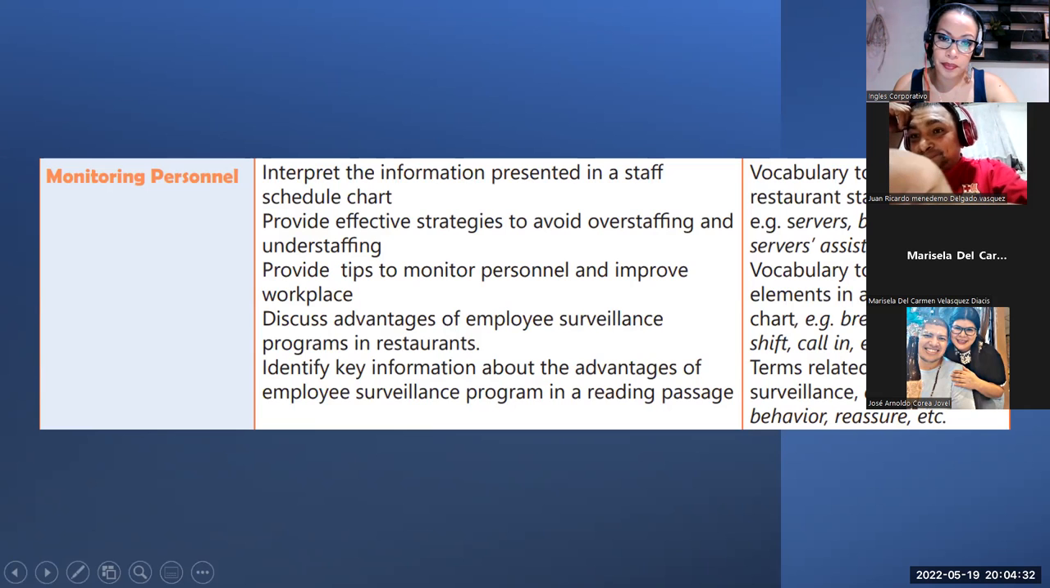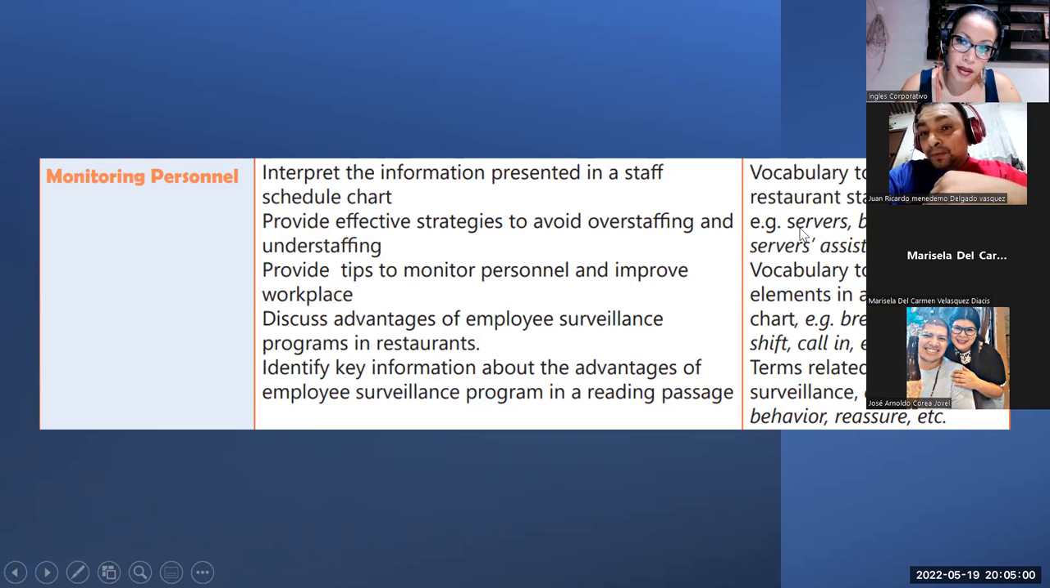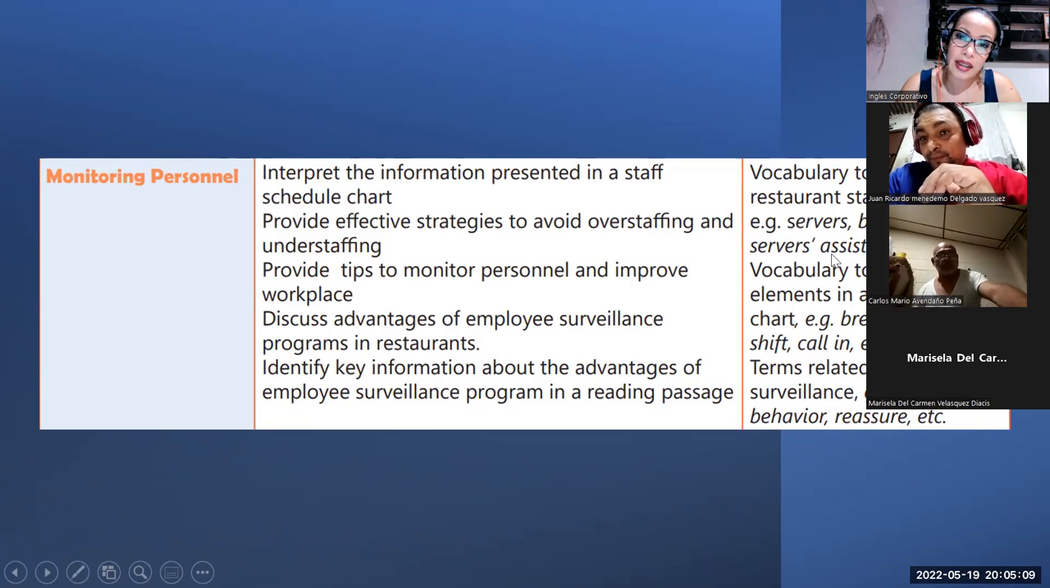Vocabulary to name restaurant staff member. Staff member. Example, e.g., means examples. Servers, bartenders, assistant, host, etc.